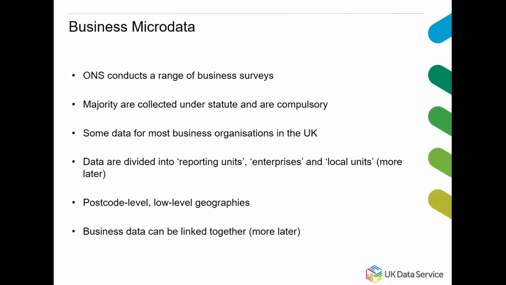So with business microdata, a lot of what we hold comes originally from the ONS. ONS conducts a range of business surveys, the majority of which are collected under statute. There is data for most business organisations in the UK, and it's generally divided into reporting units, enterprises and local units. Beata will explain that in more detail later on. I may make passing reference to it before we get there. And obviously there's low-level geography, down to postcode.